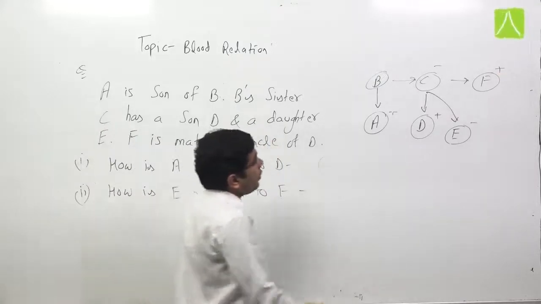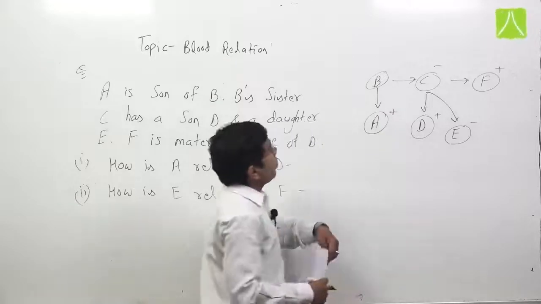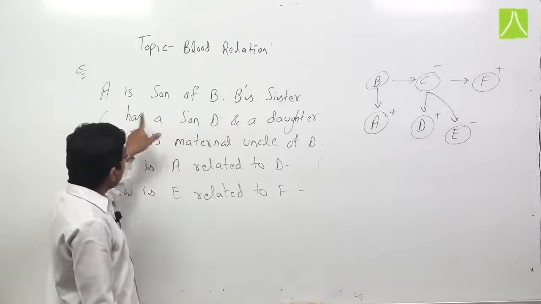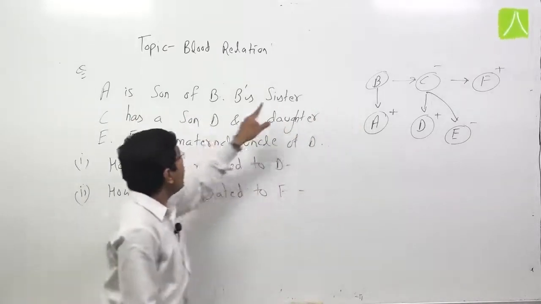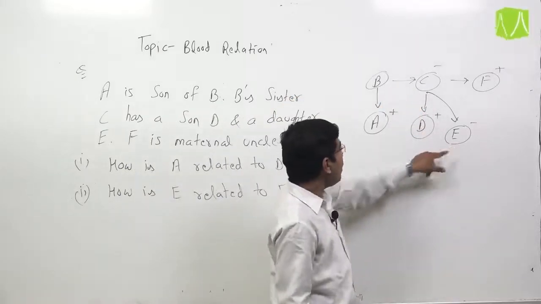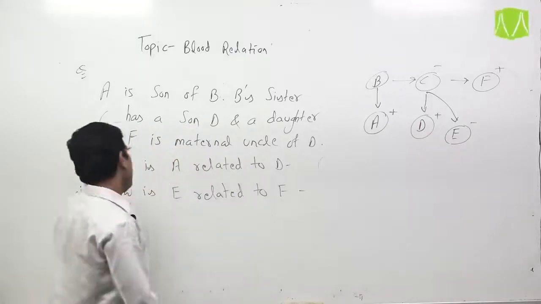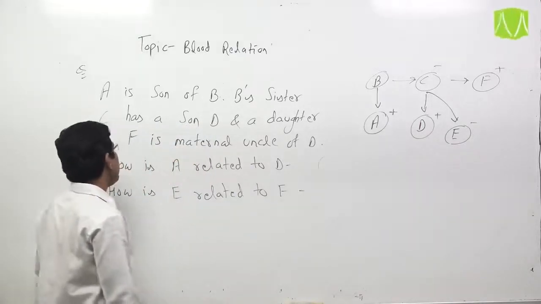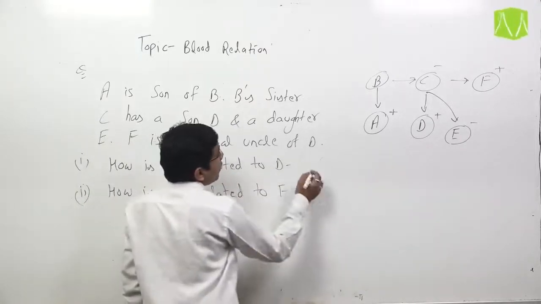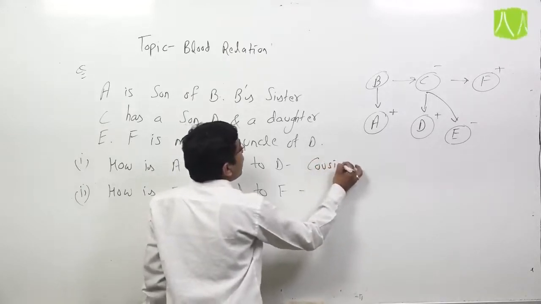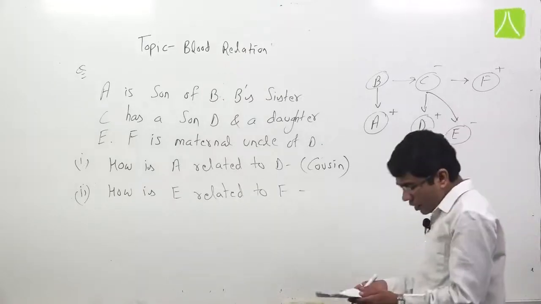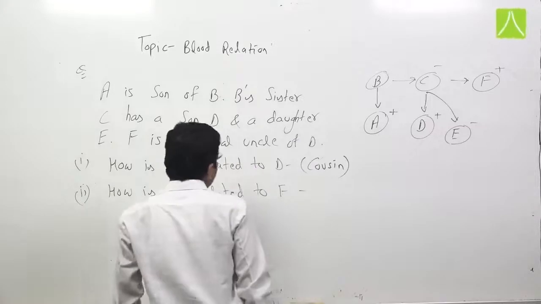Now we can say that the condition here is given, B's sister has a son. First condition, A is son of B. Second, B's sister C has a son D and daughter E, and F is maternal uncle of D. So from this family tree, first question, how is A related to D? Friends, we easily say that A and D are cousins. So the answer should be cousin.